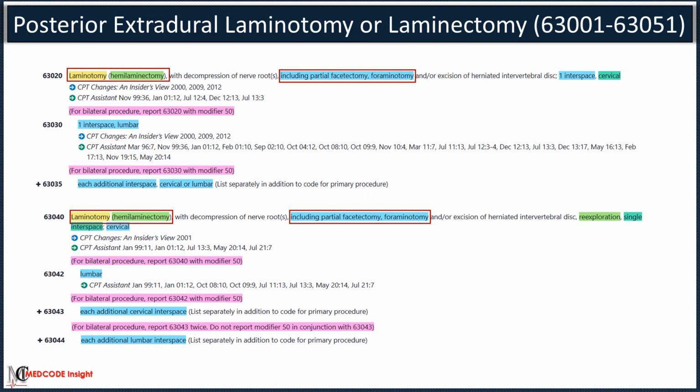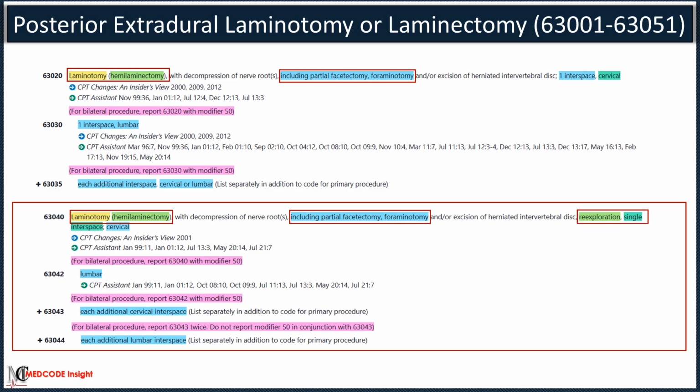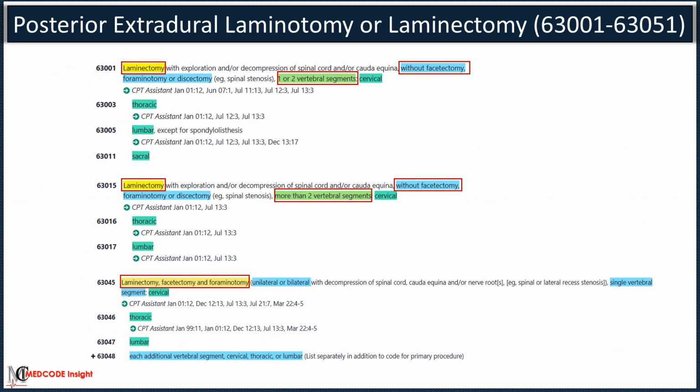Laminotomy, also known as hemilaminectomy, may involve partial facetectomy and foraminotomy. CPT codes 63040 to 63044 are used for revision or re-exploration in a patient who previously underwent surgery and later developed recurrent symptoms. Laminectomy procedures are performed with or without facetectomy. When performed without facetectomy, codes are based on whether the procedure is performed on one, two, or more than two vertebral segments.